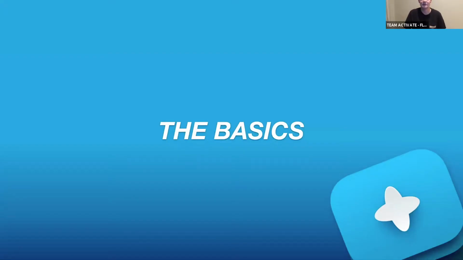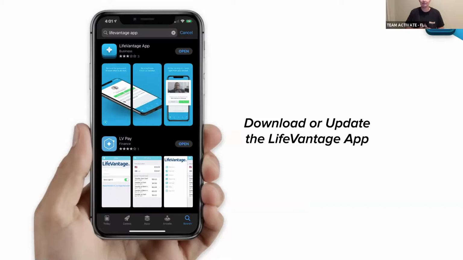So let's get into the basics. First of all, if you haven't downloaded the app or if you haven't updated the app recently, please jump into your App Store or Google Play Store and get onto that now. It's just called LifeVantage app. You can see it right up the top there and get it downloaded, get it updated.